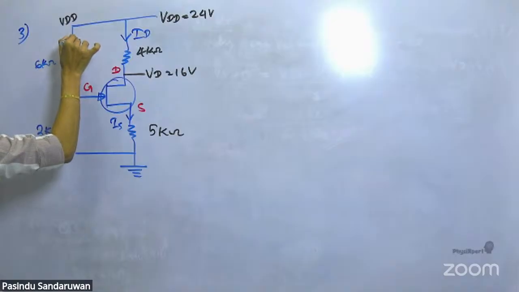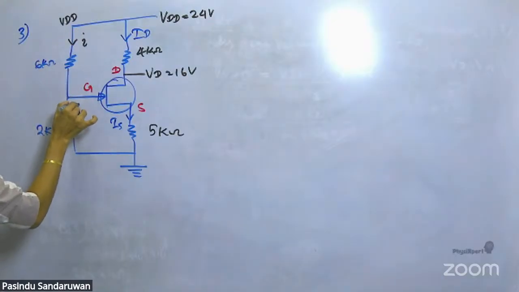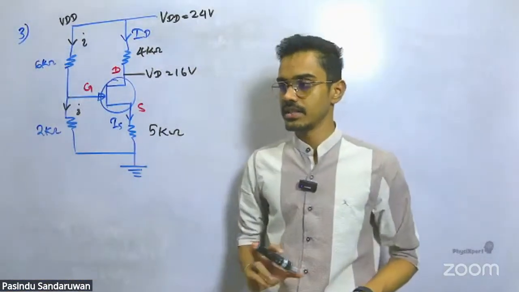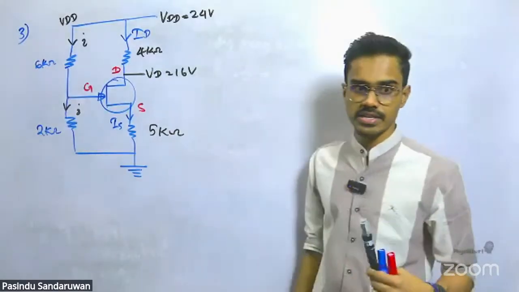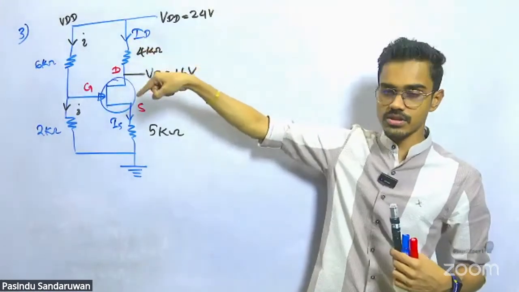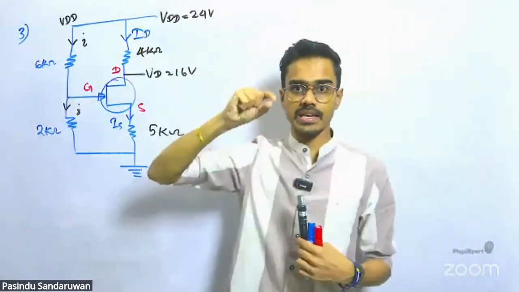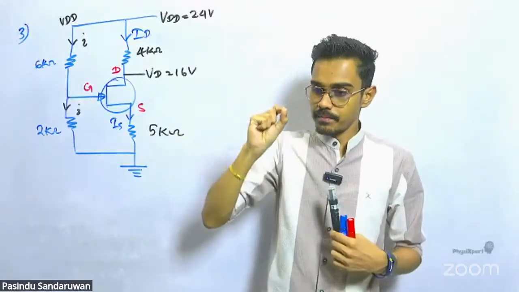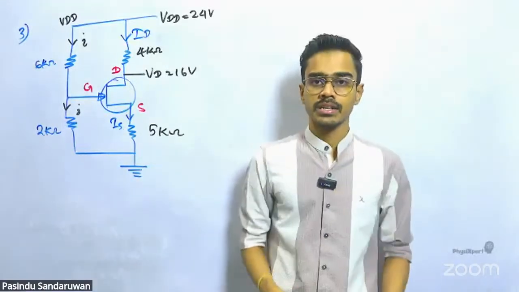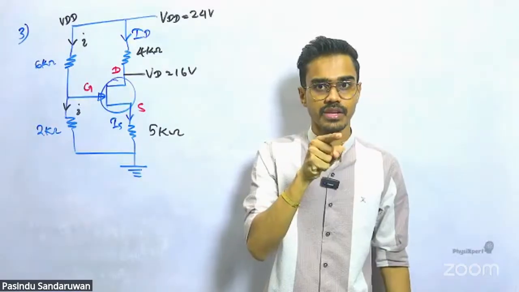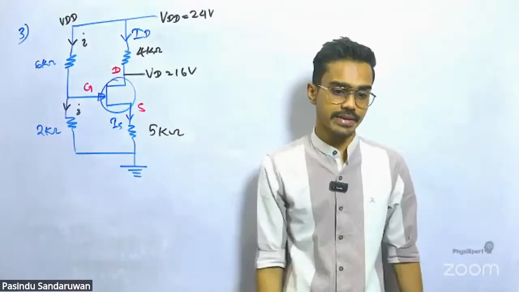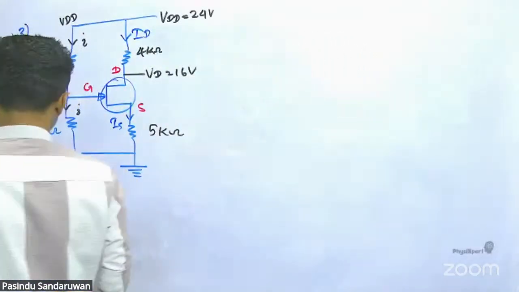Then the current flow here is the same. First question, VG. When finding VG, we use R1 and R2, 6 and 2. You have to mention that it is a series connection because IG is 0. That's a special case. Even though it has a junction, it is still series because no current flows through the gate. We always have to mention that.